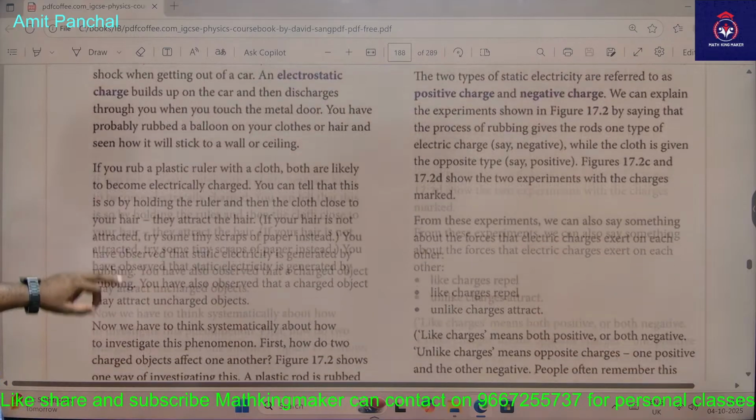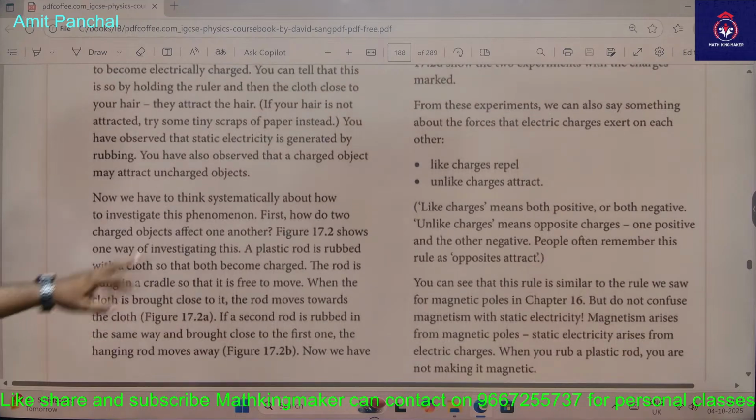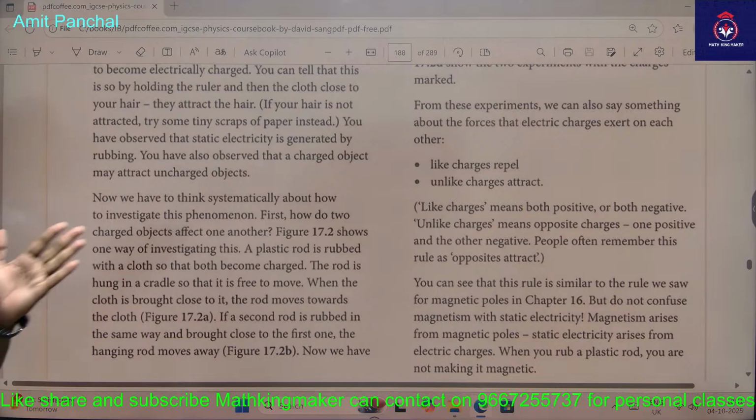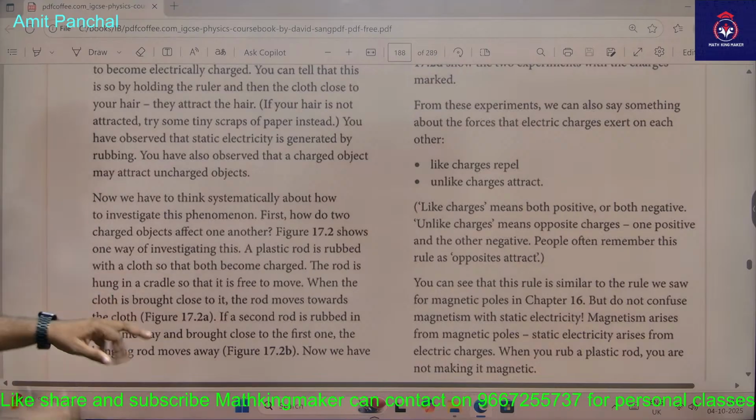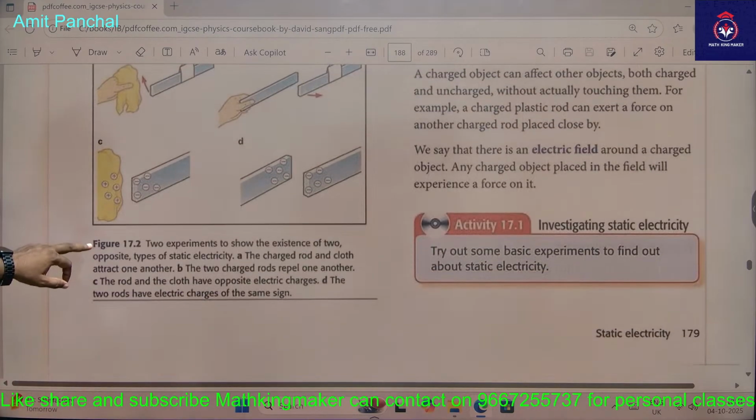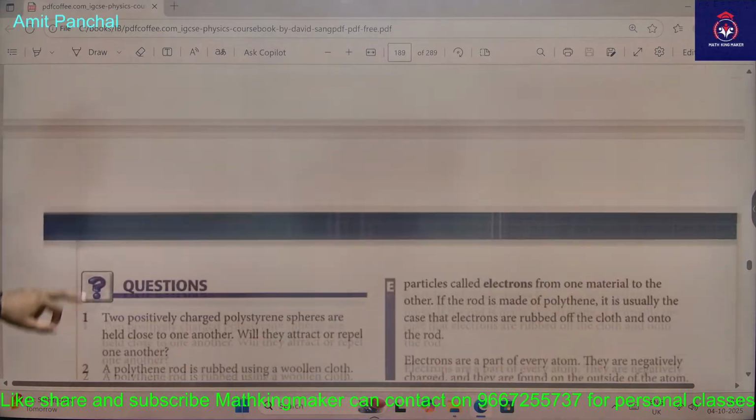Yeah, we'll do it faster. Like charges repel, unlike charges attract each other. Positive will attract negative, negative will attract positive. Like charges will repel each other.